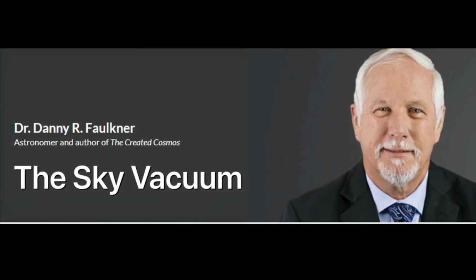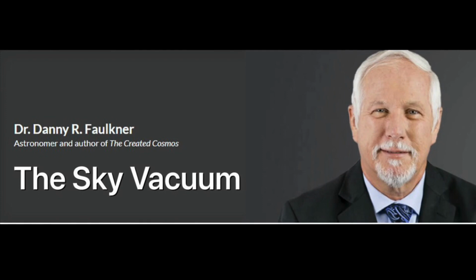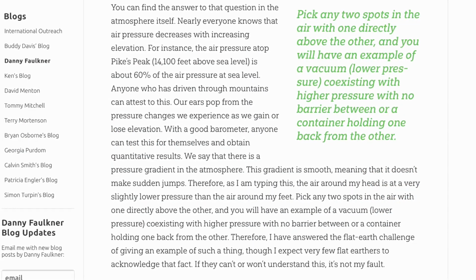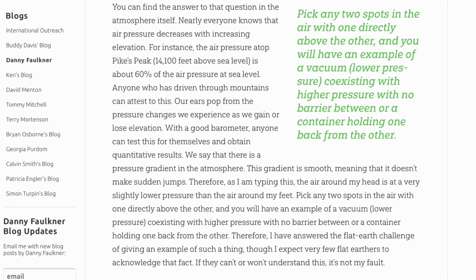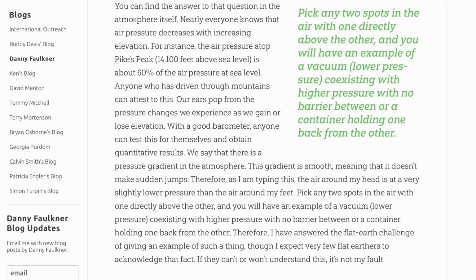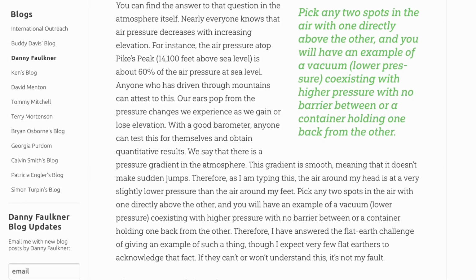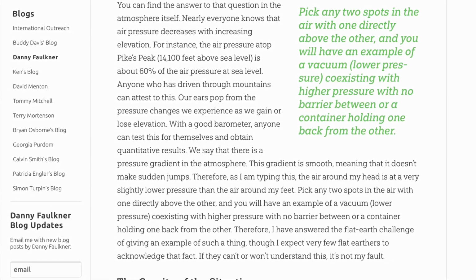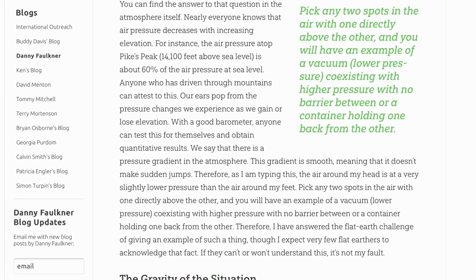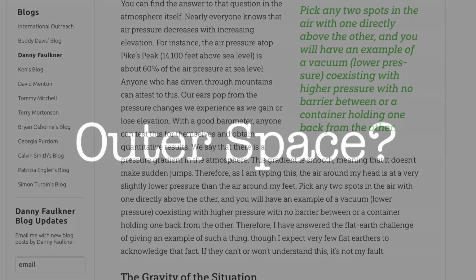But according to Dr. Daniel Faulkner, the sky vacuum expert, he says pick any two spots in the air with one directly above the other, and you will have an example of a vacuum. Lower pressure coexisting with higher pressure with no barrier between or a container holding one back from the other. Now just remember this, because we'll be visiting this quite often. Vacuum, low pressure, and container.